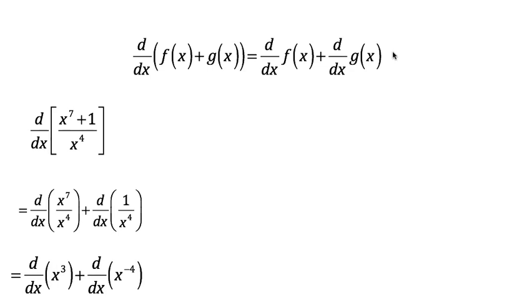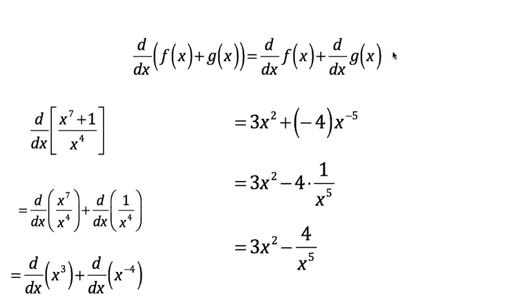At this point, we're ready to go ahead and use our power rule. So the derivative of x cubed would be 3x to the 3 minus 1, 3x squared. The derivative of x to the negative 4 would be negative 4x to the negative 4 minus 1, or negative 4x to the negative 5. X to the negative 5, of course, means 1 over x to the 5th. And then multiplying 4 times 1 over x to the 5th, we'll get 4 over x to the 5th. And my answer for the derivative of this original function is 3x squared minus 4 over x to the 5th.